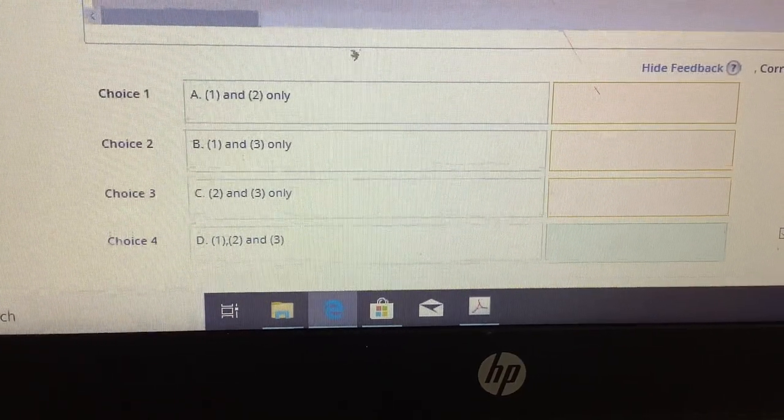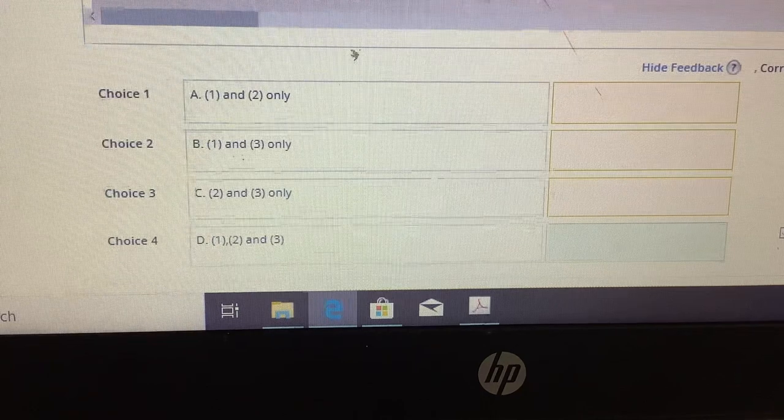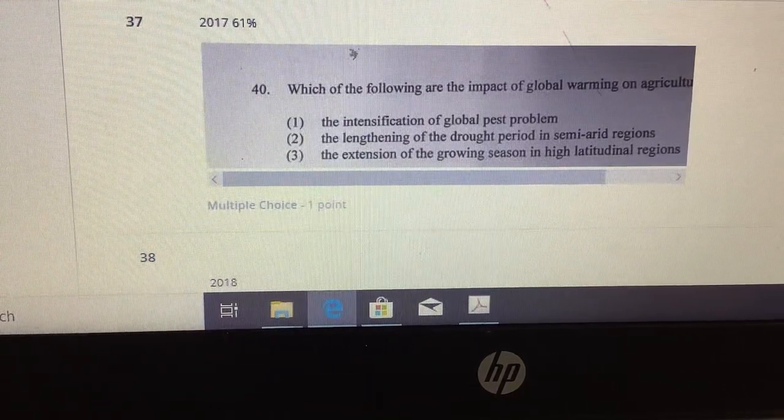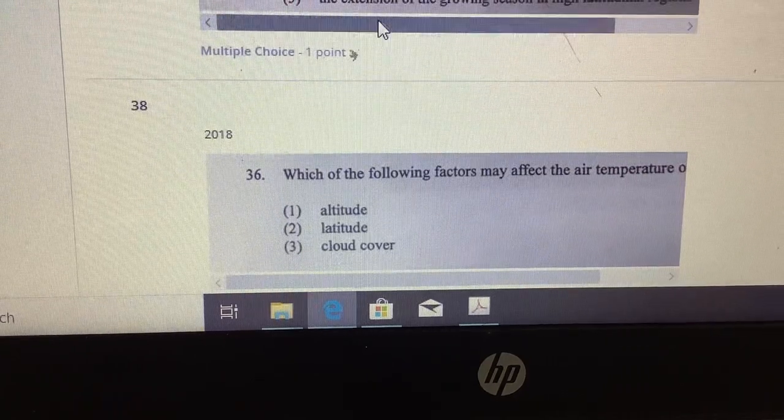Again, amazing, especially for the global warming. I don't know why it is all the choices 1 and 2 and 3. Most of the choices are, not all the choices are. Whoa, it's amazing. Okay, I found something.